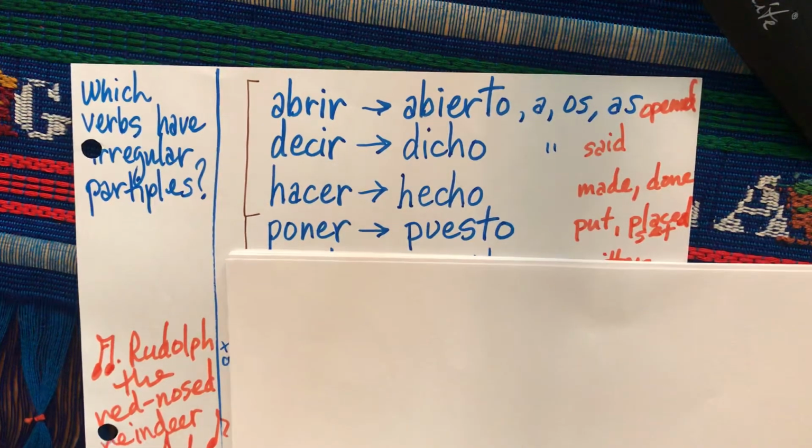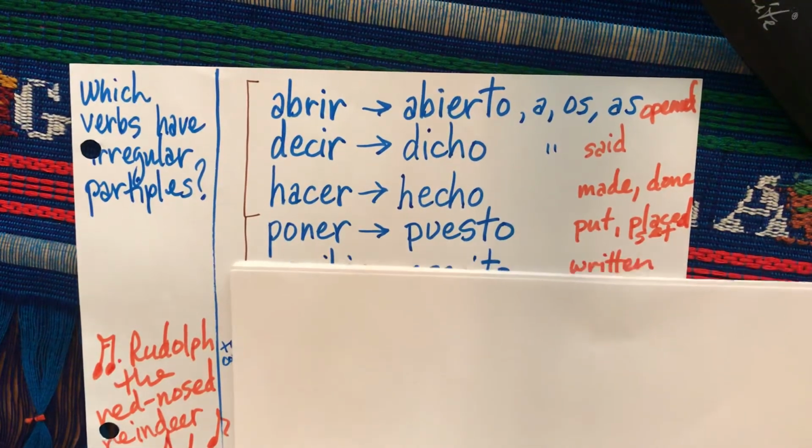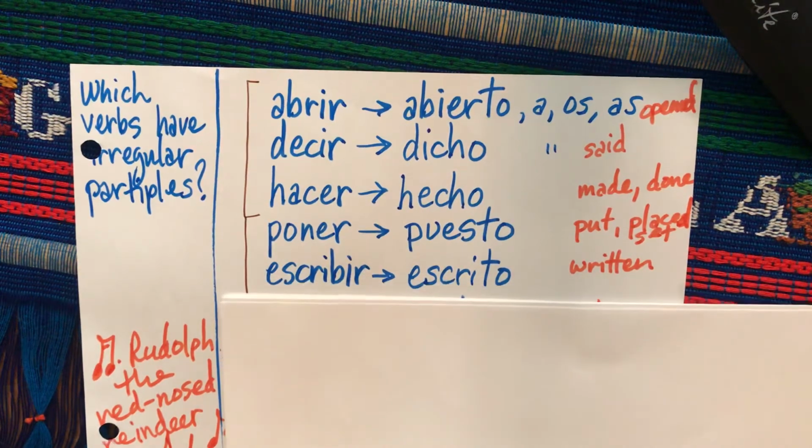Poner becomes puesto when it's a participle. Puesto is put, placed, or set. Now these can't be used as verbs. I can't say yo puesto el plato en la mesa. They have to be either he puesto, which we'll do in our next set of notes, or puesto would be like el plato puesto, the placed plate. La mesa puesta, the set table.